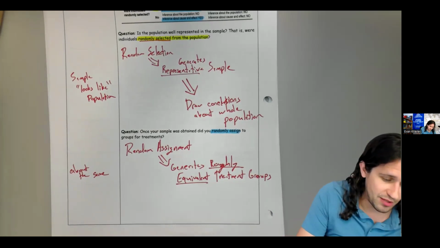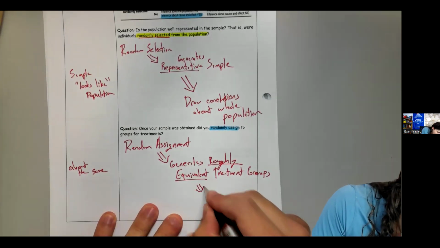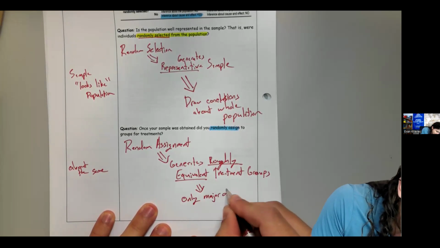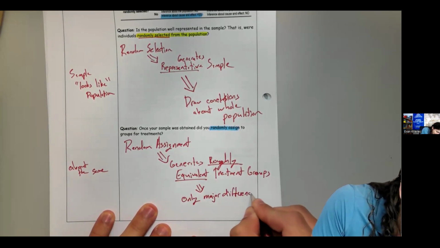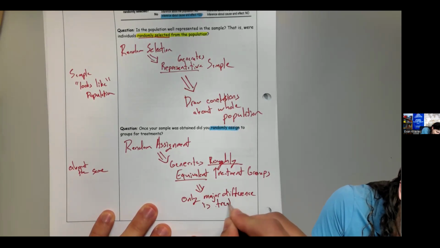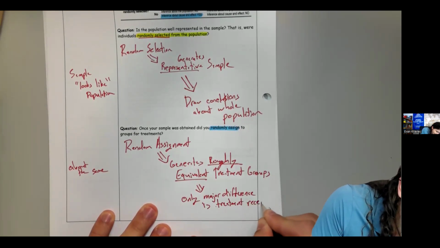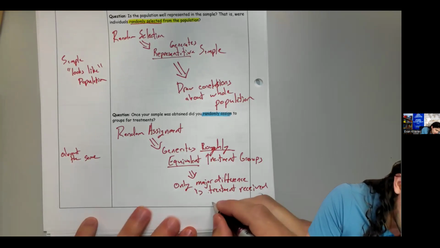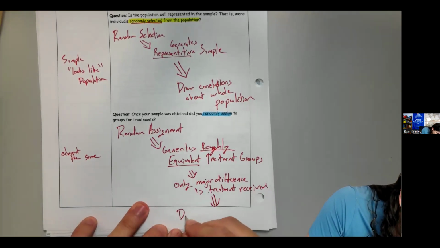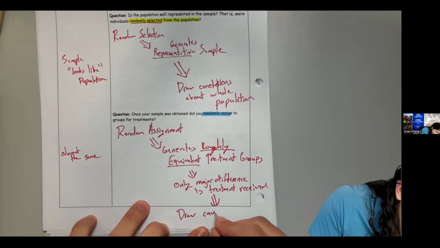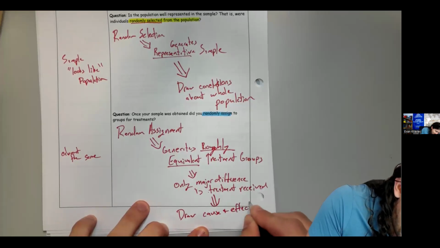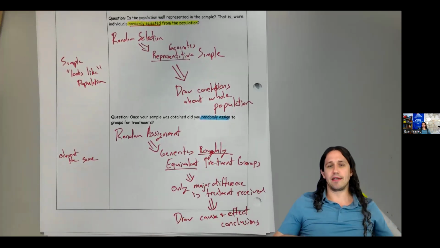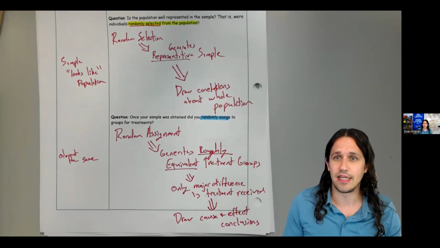Well, we're going to give them treatments. So the idea then is the only major difference is the treatment received. Well, if the only major difference between these two groups is what treatment received, what can we do then? We can draw cause and effect conclusions. You're going to have to explain some of these things at the end of a FRQ.